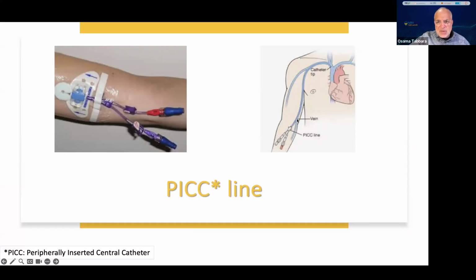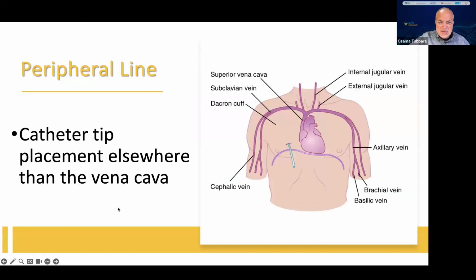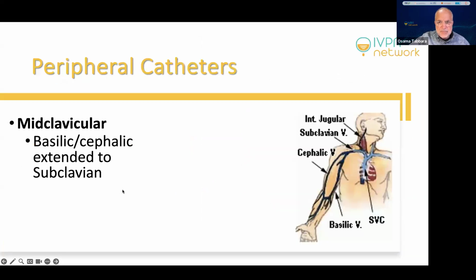We insert it in the vein, but we push it towards the superior vena cava. And keep in mind that the PICC line is not a peripheral line, although it's named peripherally inserted central catheter. So a catheter tip placed elsewhere than the vena cava is considered a peripheral line.